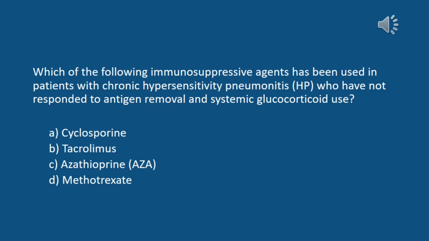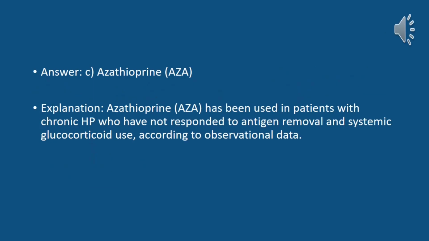A. Cyclosporine. B. Tacrolimus. C. Azathioprine, AZA. D. Methotrexate. Answer: C. Azathioprine. Azathioprine has been used in patients with chronic HP who have not responded to antigen removal and systemic glucocorticoid use, according to observational data.